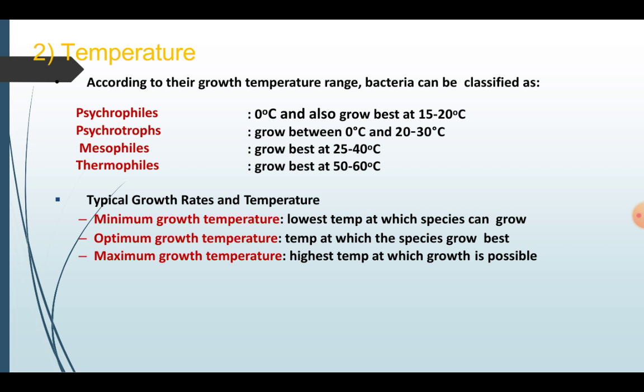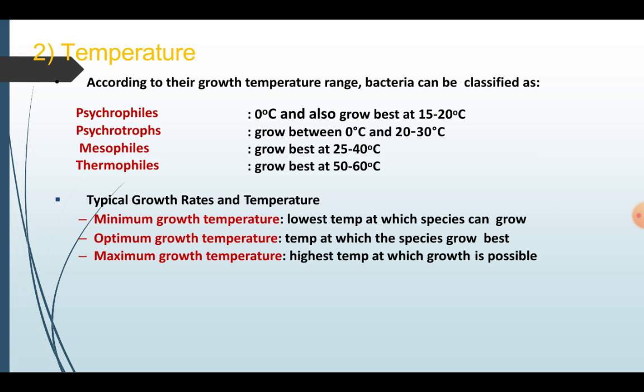Temperature. According to their growth temperature ranges, bacteria can be classified as psychrophiles, which grow at 0 degrees Celsius and grow best at 15 to 20 degrees Celsius. Psychrotrophs grow best between 0 degrees Celsius and 20 to 30 degrees Celsius. Mesophiles grow best at 25 to 40 degrees Celsius. Thermophiles grow best at 50 to 60 degrees Celsius.